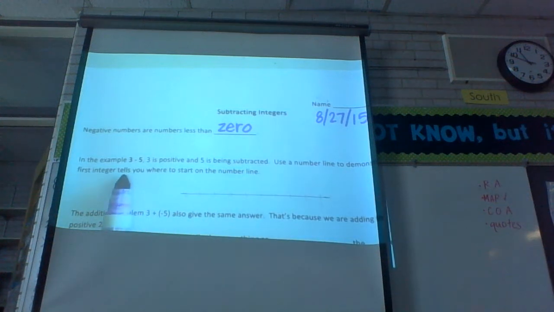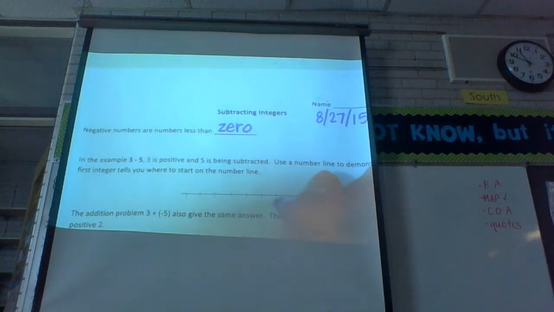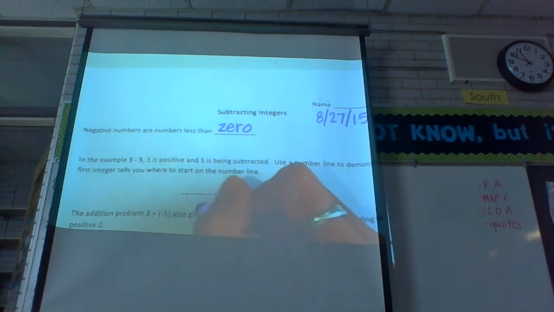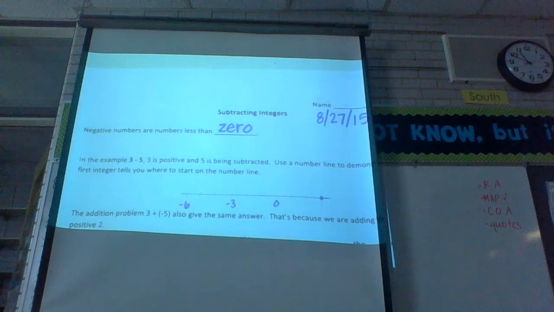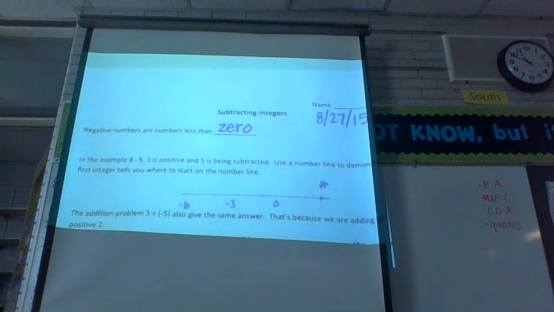So anything that is below 0 has a negative sign in front of it. So in the example, 3 minus 5, 3 is positive and 5 is being subtracted or taken away. So use a number line to demonstrate this. The first integer tells you where to start on the number line. So if this is 3, that means it's 2, 1, 0, negative 1, negative 2, negative 3, negative 4, negative 5, negative 6. I'm just going to put some indicators on there. So if we start at 3, I'll put like a little star for start.